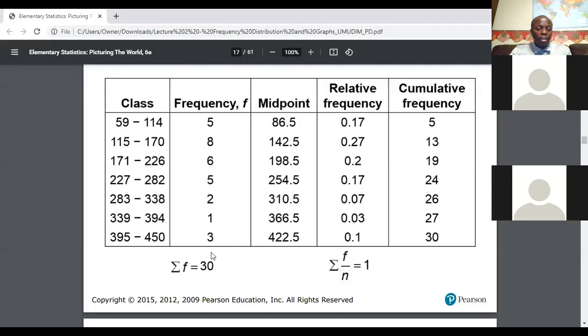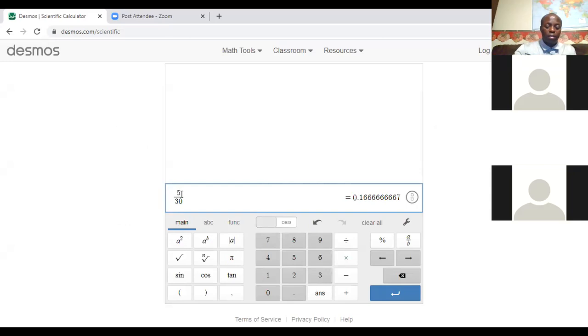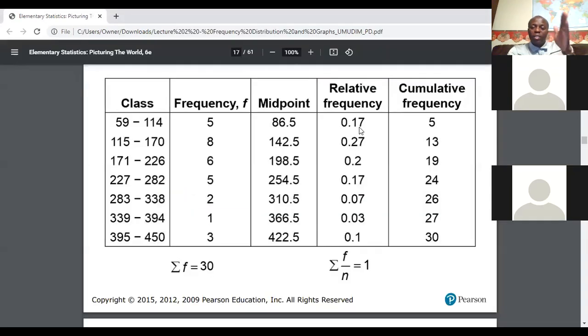And the relative frequency for the other class will be 8 divided by 30. Let's try 8 divided by 30. I'm going to change this one to 8. See, 0.26666, which means 0.27. Okay, 0.27. So that way you get the rest of the relative frequencies. And if you add all of them, you usually get 1, because this is a percentage. So this one means 17%, 27%, 20%.